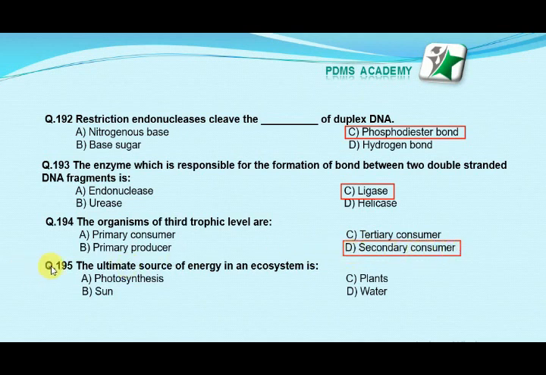Our next MCQ is: the ultimate source of energy in an ecosystem is option A, photosynthesis, option B, sun, option C, plants, option D, water. Our correct answer is B. Of course, the sun is the ultimate source of energy in an ecosystem.